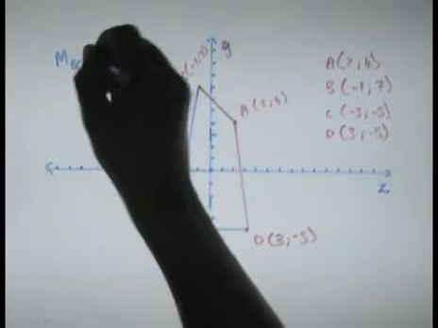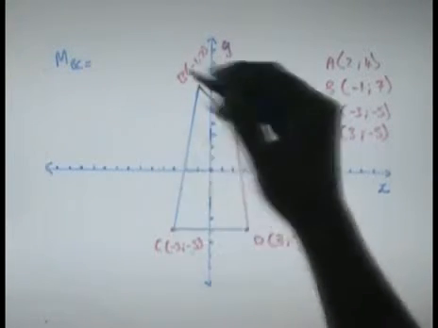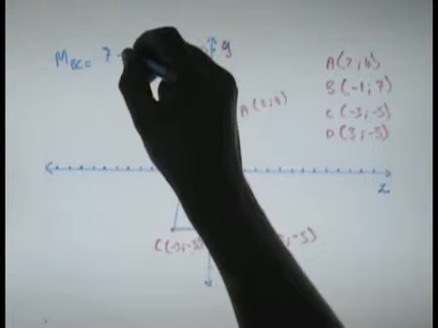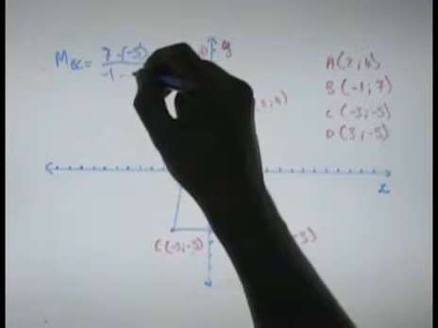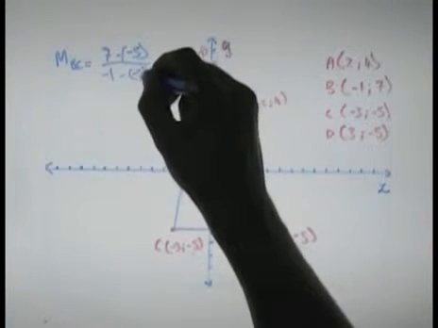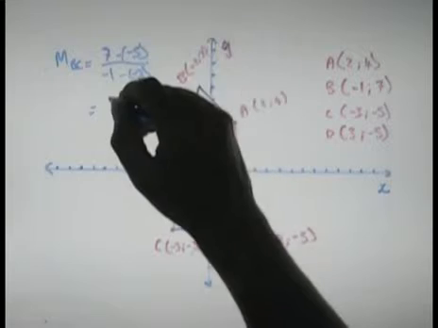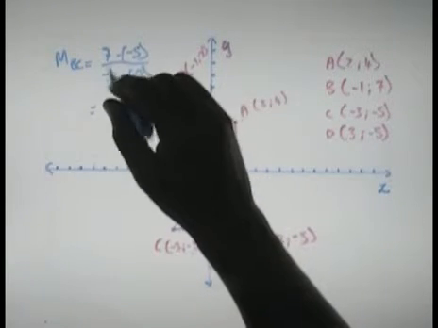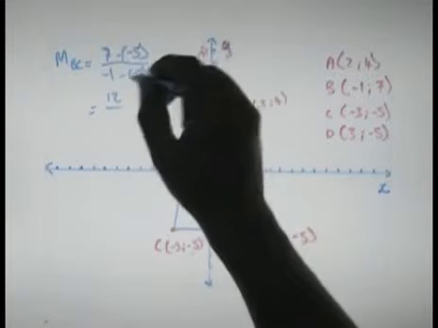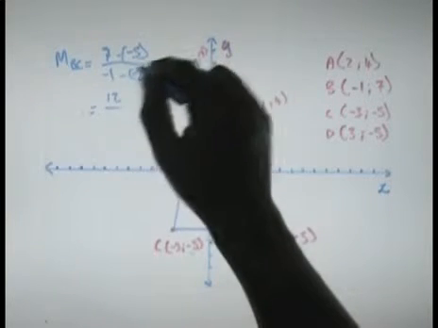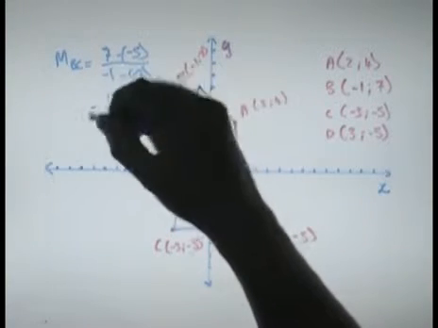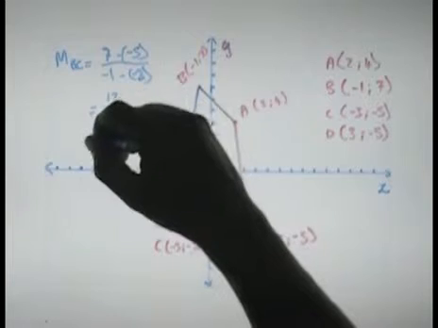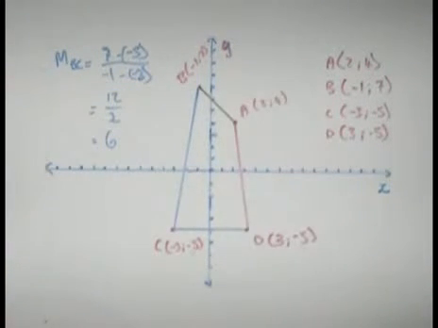M for BC is equal to y2 minus y1, 7 minus minus 5, over x2 minus x1, which is minus 1 minus minus 3, which is equal to 7 minus minus 5, which is the same as 7 plus 5, which is equal to 12. Minus 1 minus minus 3 is the same as minus 1 plus 3, which is equal to positive 2. 12 over 2 is equal to 6, and that is a fairly steep gradient, as you can see.